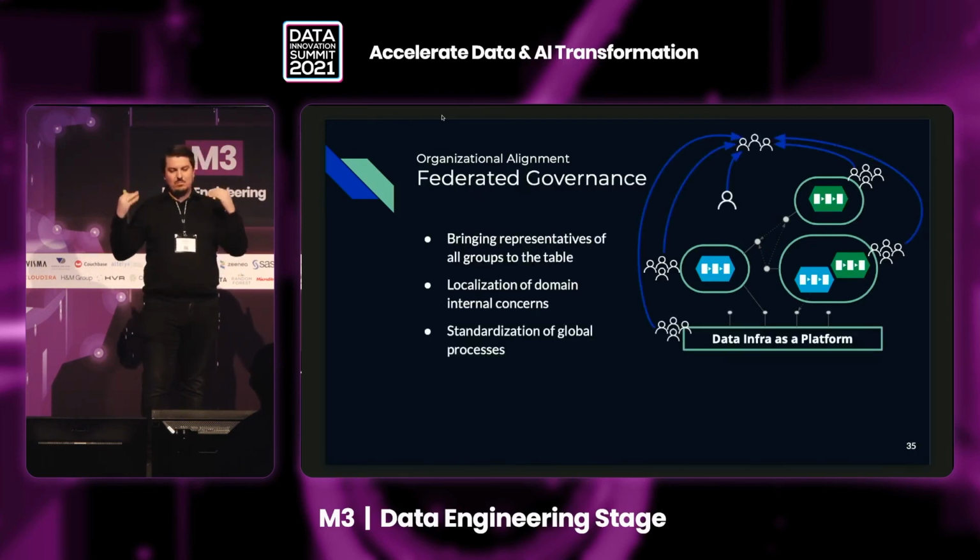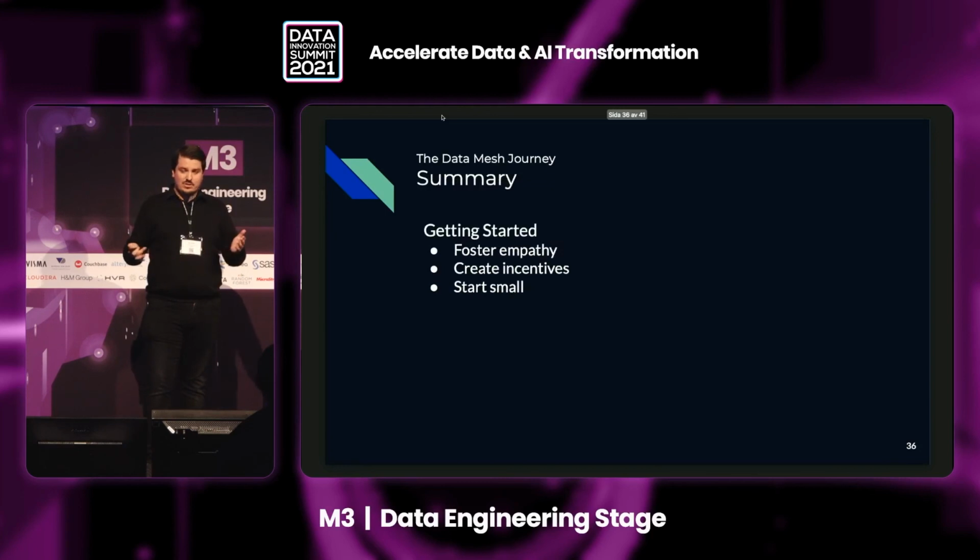Instead, we want to bring the representatives of all the groups to the table. We want to achieve the two different parts that I already mentioned before. We want to make sure that domain internal concerns are localized, that decisions can be taken within the respective domain, but at the same time that we reach standardization of global processes for the things that concern all domains.